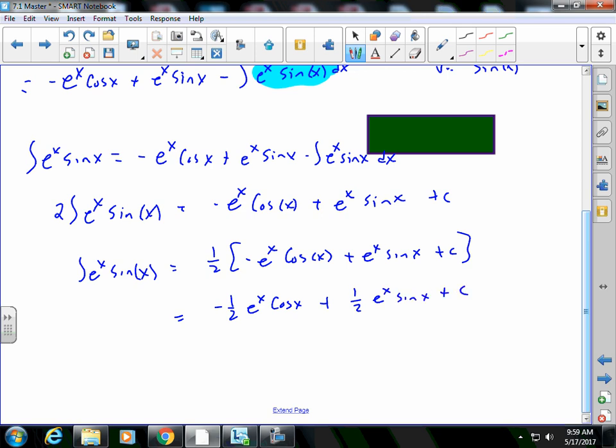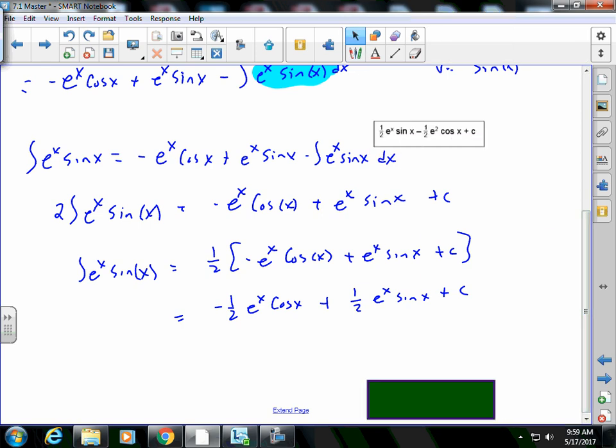You notice I didn't write c over 2. C is a constant, whether I multiply by half or some other number, it's still just a constant. So there's your answer, and we are done.